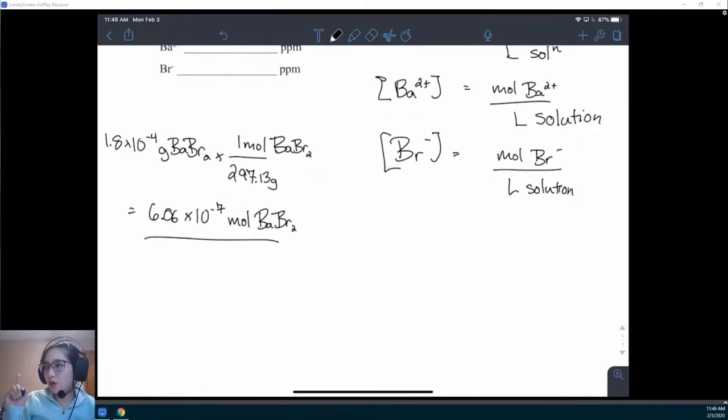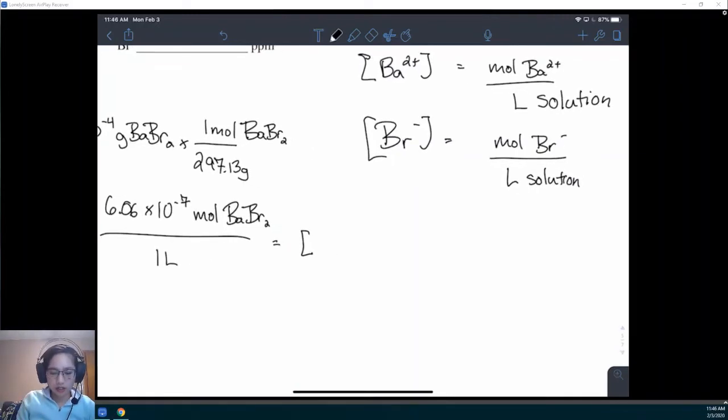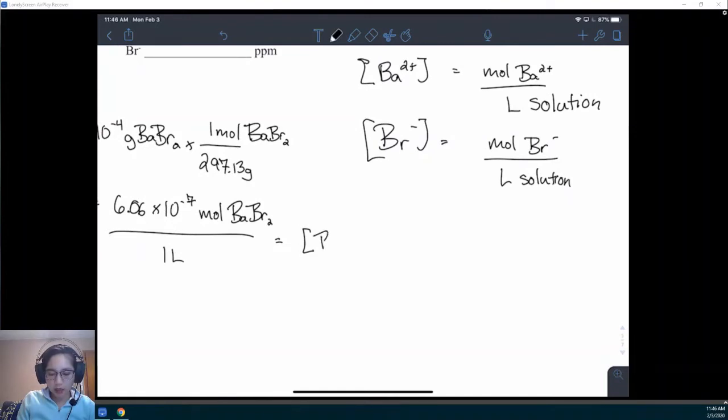All right, so moles of the substance got dissolved in 1 liter of solution. So that means that now we're in moles per liter. This concentration of barium bromide is equal to 6.06 times 10 to the negative 7 molarity. So there's our first answer.